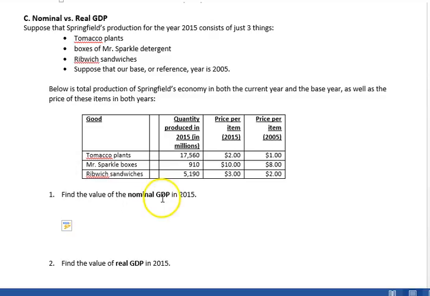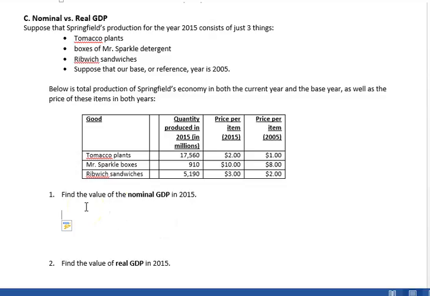Well, to get GDP, okay, here is for Springfield. Here's all the things that we produced this year. We produced, let's keep it simple, 3 products. Tobacco plants, of course, classic combination of tobacco and tomato. Boxes of Mr. Sparkle detergent, and Ribwich sandwiches. Okay, so those are the 3 goods that our economy of Springfield is going to be producing. Now, notice that we also have quantities. Okay, so we can't just simply add up the prices that you're given here because we produced millions of each of these 3 items. So we're going to need to do a little multiplication.